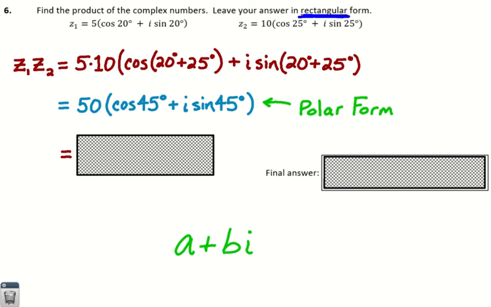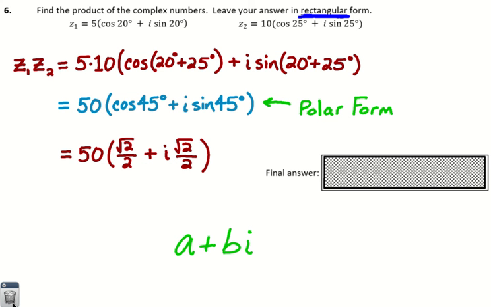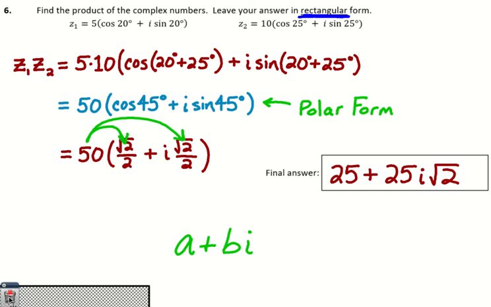Well, all you really do is we're going to do the cosine of 45, and we're going to do the sine of 45, and that'll be root 2 over 2, and again, root 2 over 2, same thing, right? Cosine of 45 is root 2 over 2, so is sine of 45, root 2 over 2, and then the final thing you have to do is distribute the 50 through that bubble and get a final rectangular form answer of 25 plus 25I root 2.